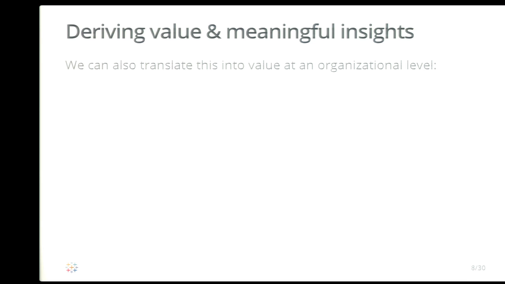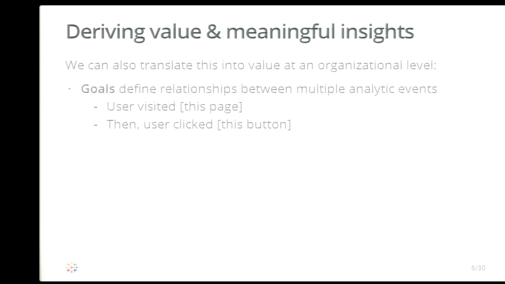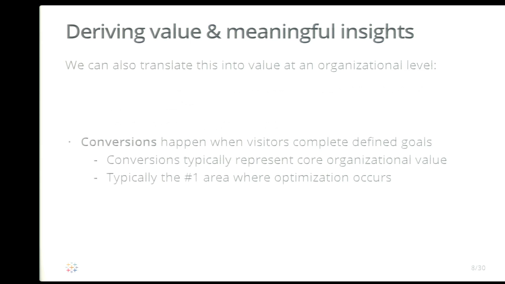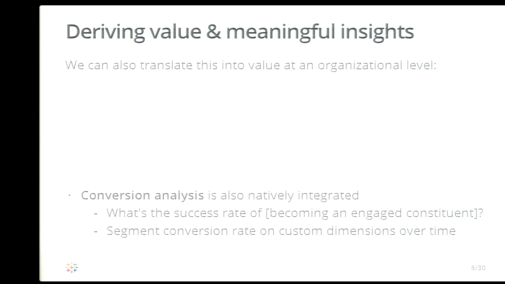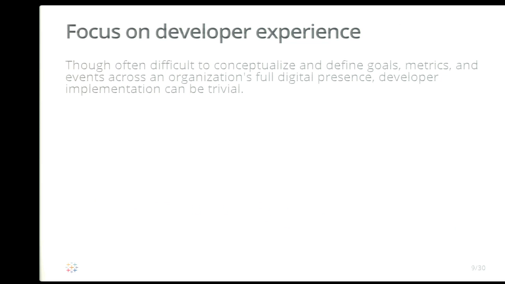Moving further up the stack in the typical organization, we can apply a little bit more business value to the stuff that we dump into our analytics engine. You can set up goals, which basically just define relationships between two events that are in your analytic system. Say, user visited this page, and then on that page, the user clicked this button. And then we can track conversions, which are just like, how many people did that thing that we set up? And conversely, how many people didn't, and what is the conversion rate of that happening? And then obviously, we can analyze those conversions and segment, where it's like, how successful is this page in helping people become engaged constituents if you're in a nonprofit kind of situation, or how many people downloaded this software that I'm trying to sell? How many didn't?